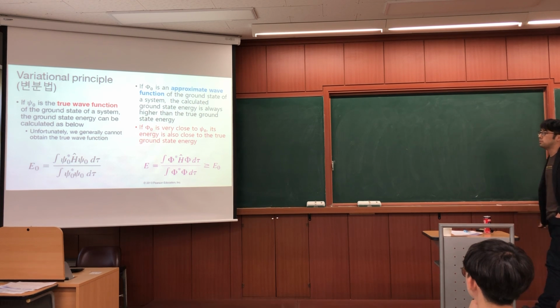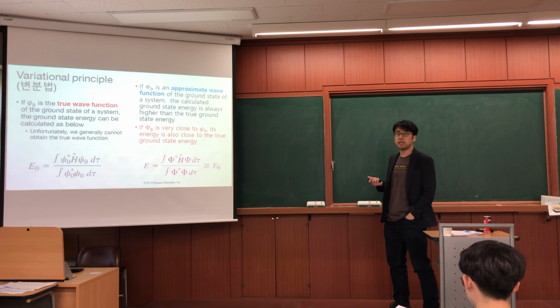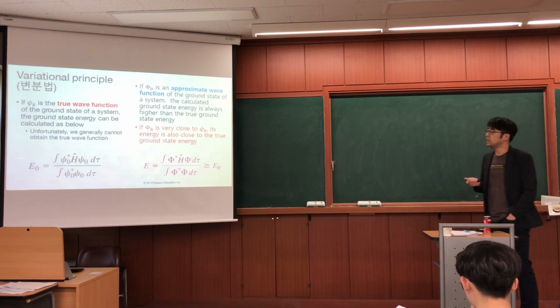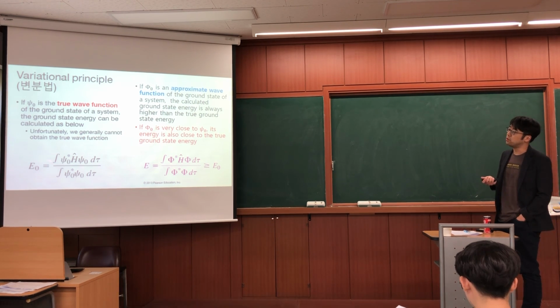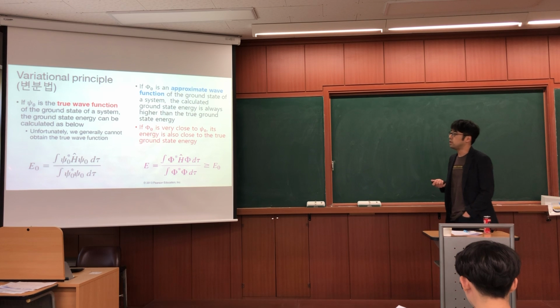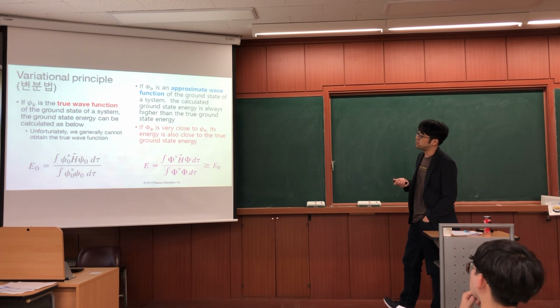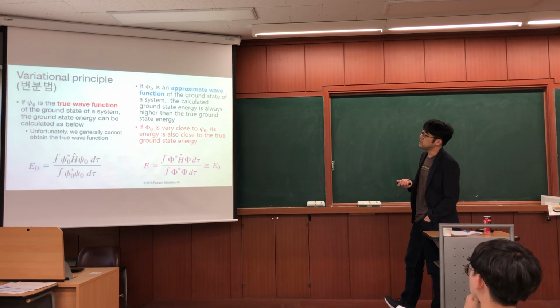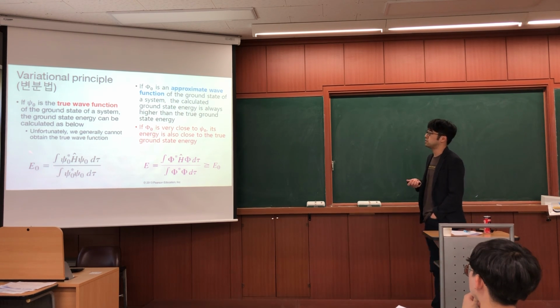We also talked about the variational principle. The variational principle means that if we know the true wave function, then we can get the true energy of a system. Here E0 means the true energy. In principle, by calculating this equation, we can get the true wave function of the ground state of a system.